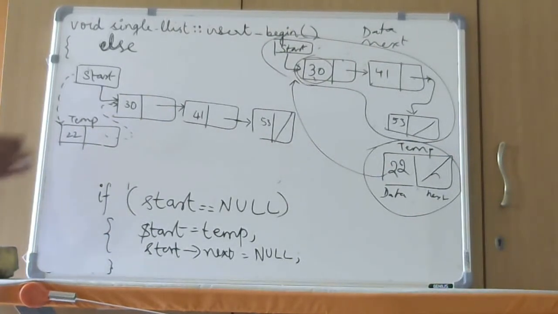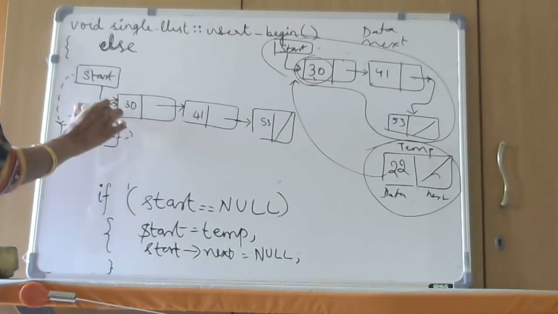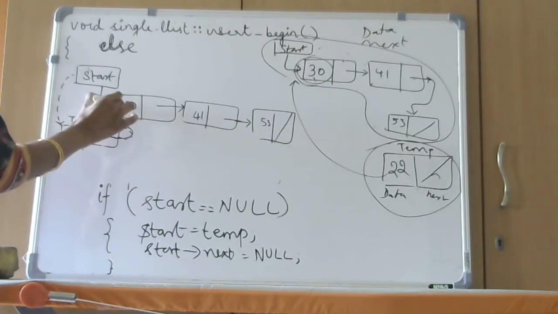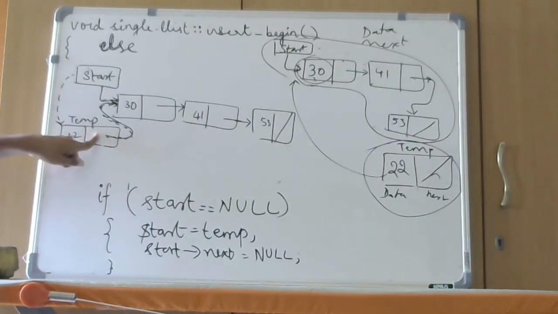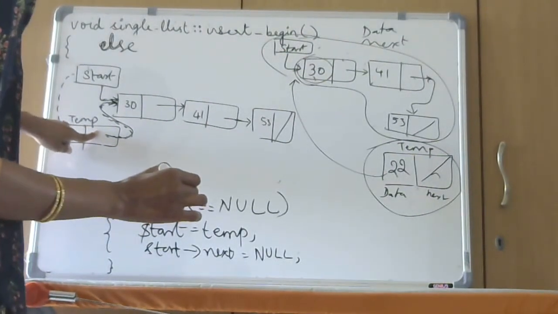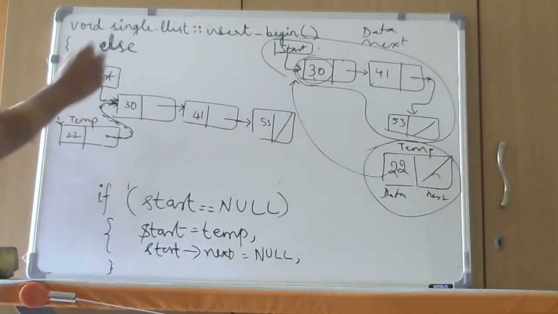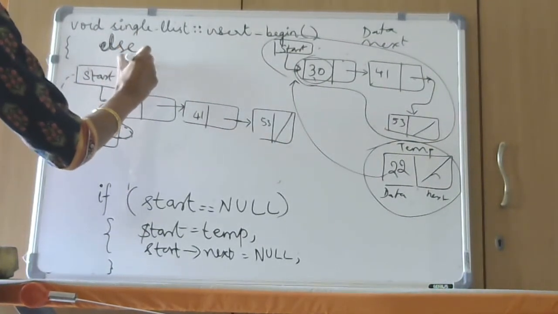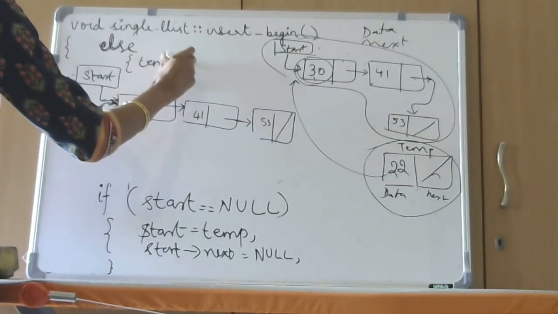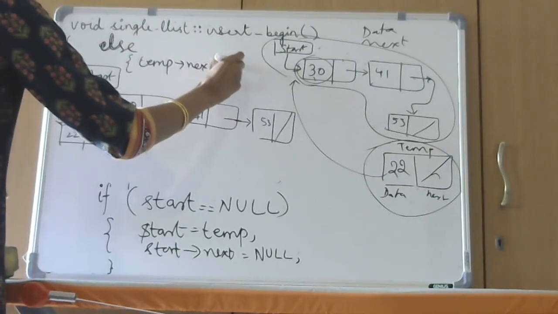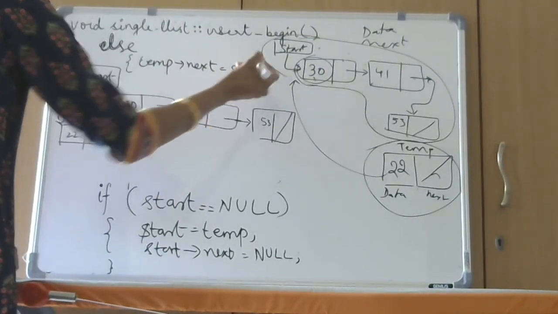So what can I write this as? Look at here. I am pointing, this is coming here. What is this? How do we access this? This is nothing but temp of next. Correct? Now this temp of next, where are we pointing it to? This location. How do we access this location? It's nothing but start. So else I can write temp of next is equal to start. Are you clear?